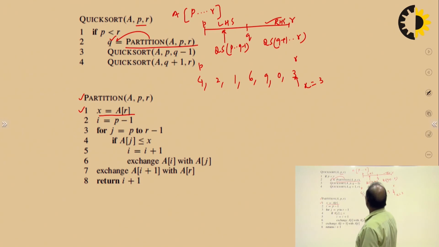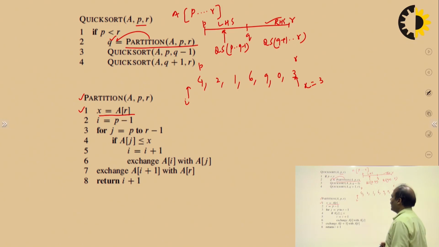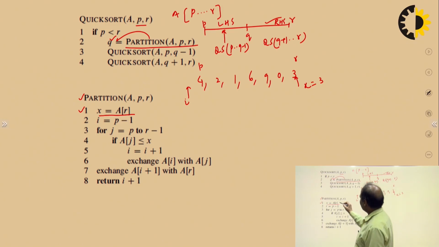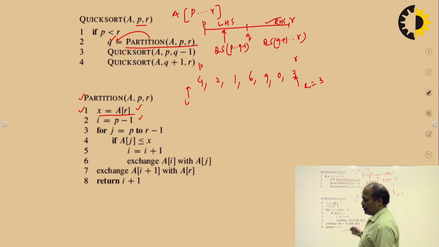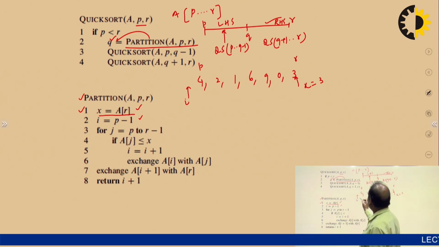Like here, whatever P you are choosing, I will always be less than P. So I is P minus 1. So these are the initialization. First one, take the last element as the partitioning element. Whatever P you are taking, I should be 1 smaller than that. Okay. And now run a loop from P to R minus 1.